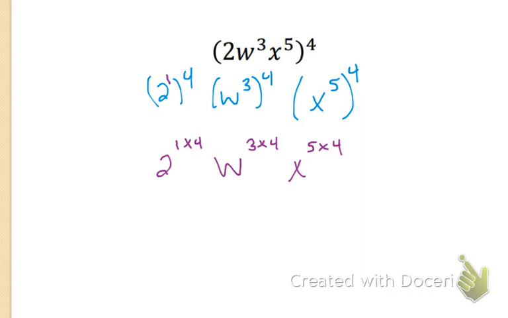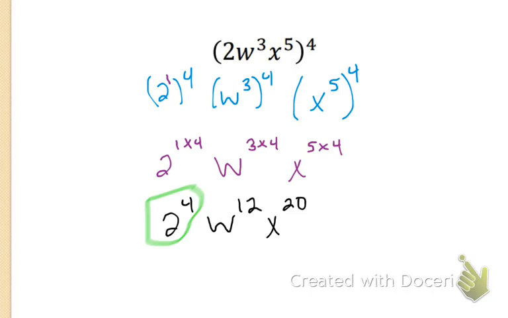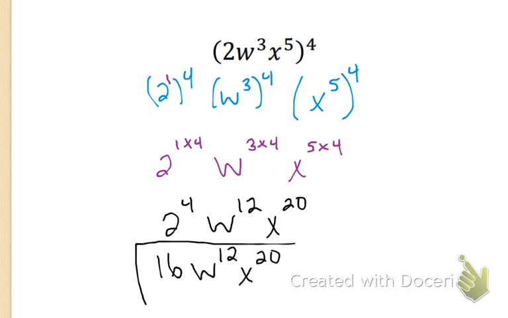So I'm going to rewrite this a little neater. This is 2 to the 4th, W to the 12th, and X to the 20th. But before you say, okay, that's it, I'm done, we've got to look at this carefully. 2 to the 4th, we can actually figure that out. We can simplify that and get an answer of 16. These variables, however, nothing much we can do, so they remain the same. Therefore, this is our simplified answer.